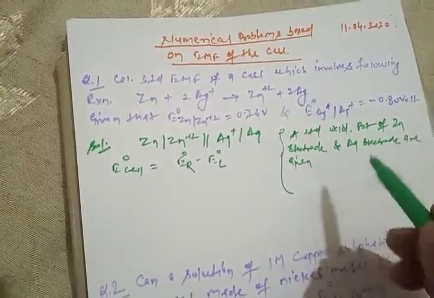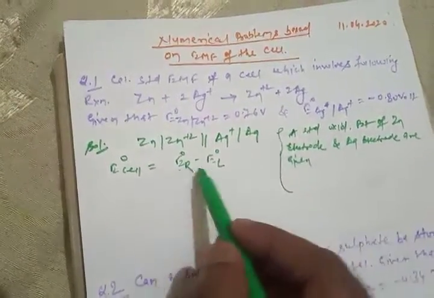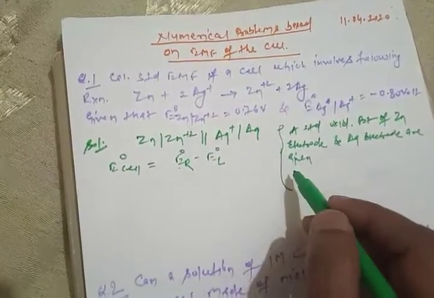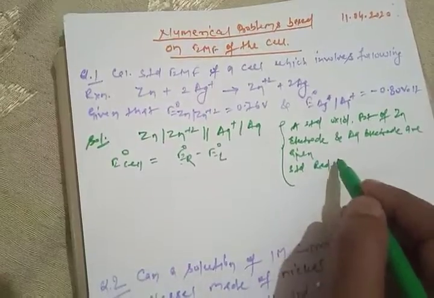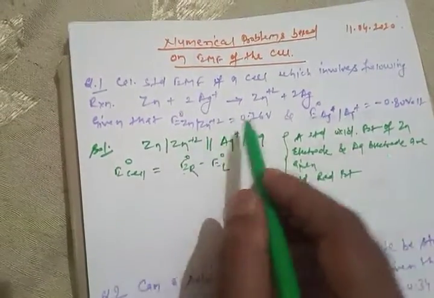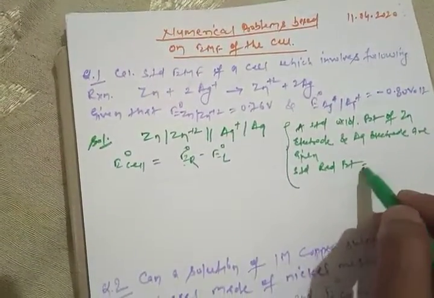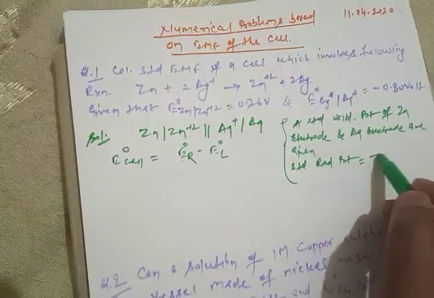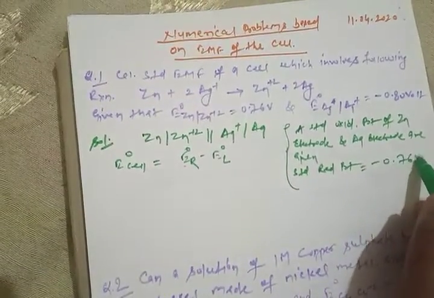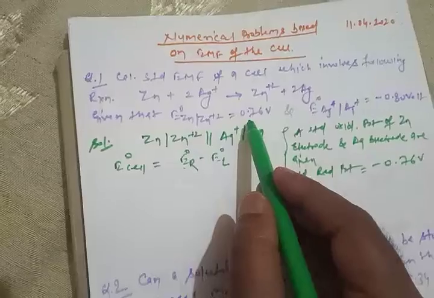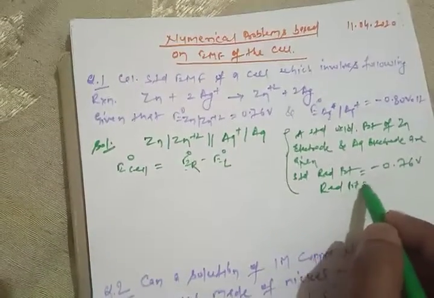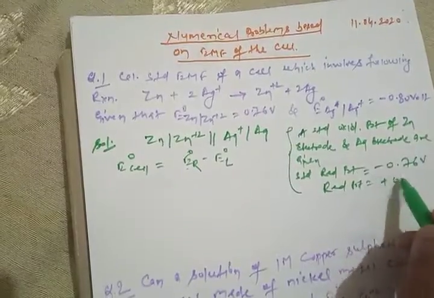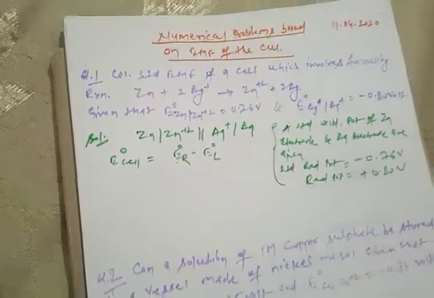Okay, now what is the standard reduction potential? This is the oxidation potential. As I told you, this is a vice versa process, so this is minus 0.76 volt in case of zinc, and in case of silver the reduction potential will be plus 0.80. This you need to understand.